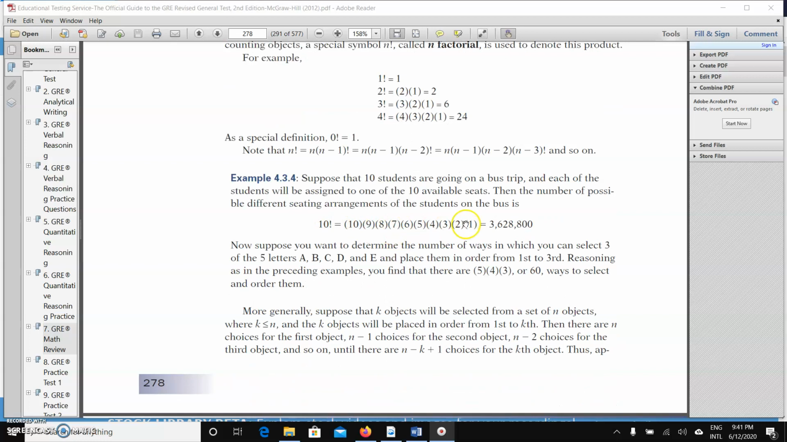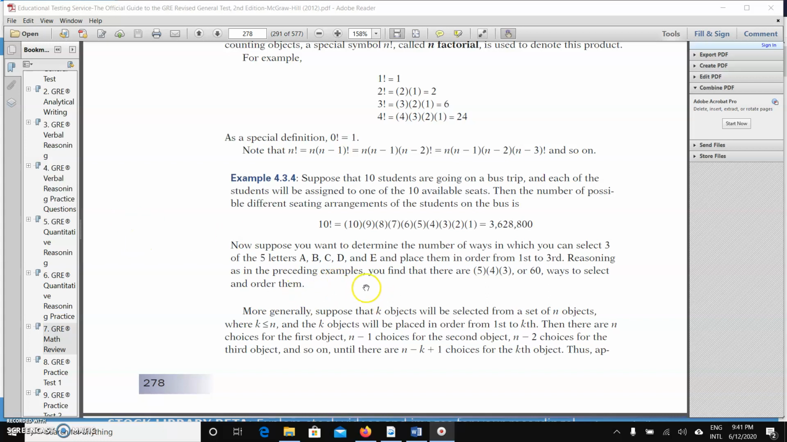So if it's 10 factorial now, suppose that 10 students are going on a bus trip, and each of the students will be assigned to one of the 10 available seats. Then the number of possible different seat arrangements of students on the bus. When you're talking about arrangement, that's what we're talking about: factorial. Since there are 10 spaces for 10 students that will be arranged, this is 10 times 9 times 8 times 7 times 6 times 5 times 4 times 3 times 2 times 1. So that will give you this.